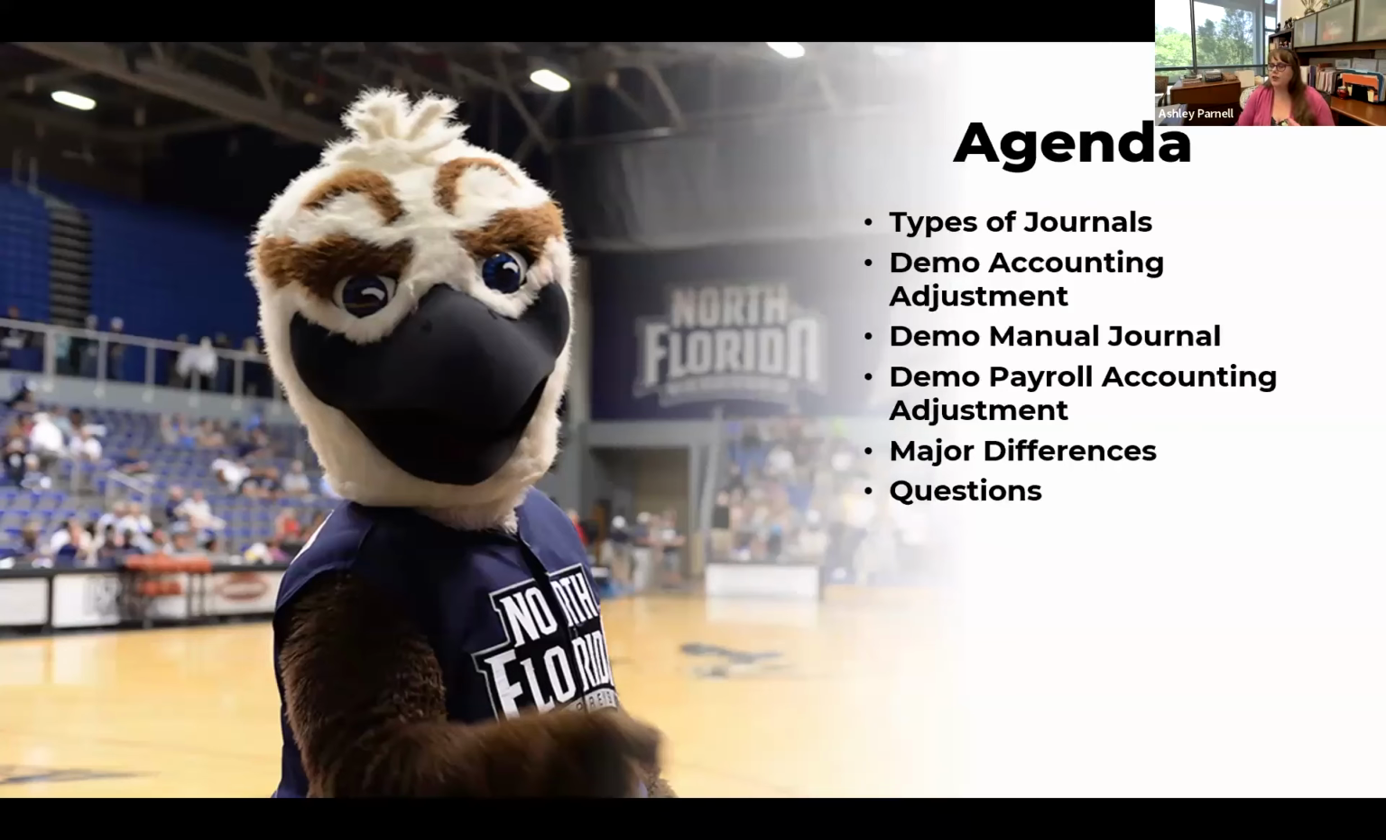I'm also going to show you how to do a manual journal entry. This will be the replacement of the paper forms or the Excel forms that you would fill out and then send to Banner General Accounting. So we're going to skip that step and get you right into the system. And then the last thing I'll demo is the payroll accounting adjustment. So this is our favorites replacement.